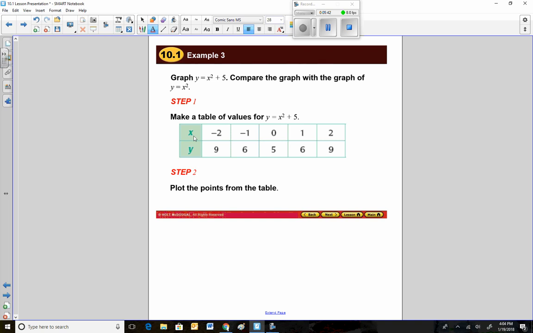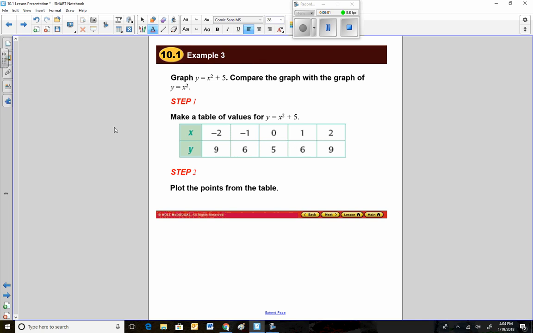Now you can go ahead and give yourself an xy table, put in your 0, numbers to the right of 0, numbers to the left of 0, and get your y values. So for example, if you put 0 in here, 0 squared is 0, plus 5, you get a 5. Put a 1 in. 1 squared is 1, plus 5 equals 6, so you put a 6.